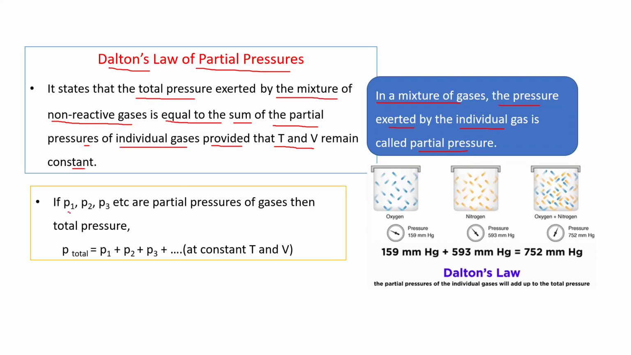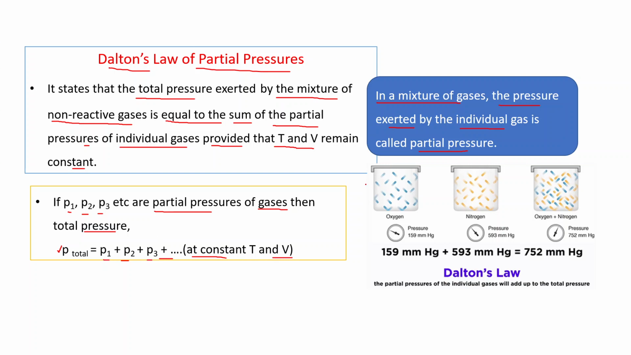If P1, P2, P3, etc. are the partial pressures of the gases, then the total pressure is given by P total equals P1 plus P2 plus P3 and so on, at constant temperature and volume. Let us see one example.